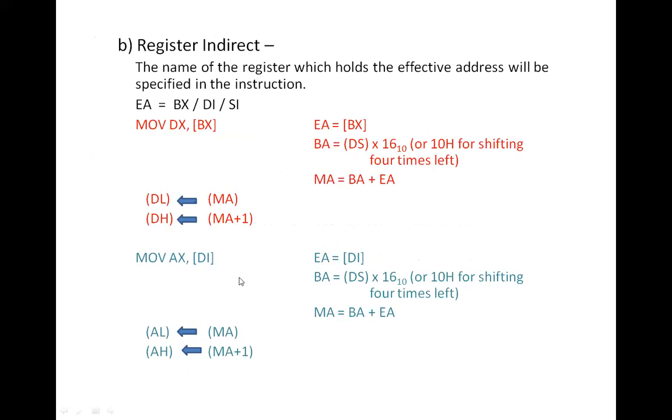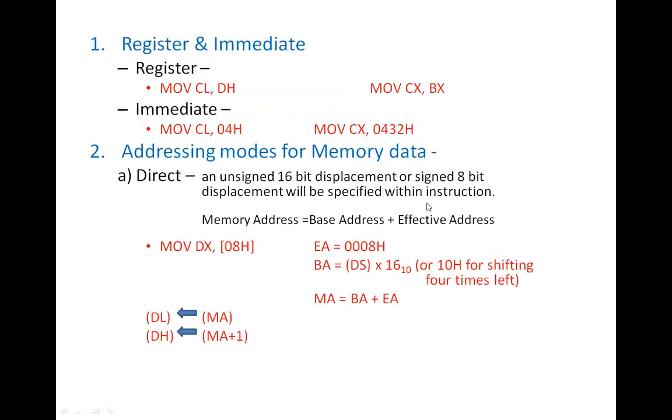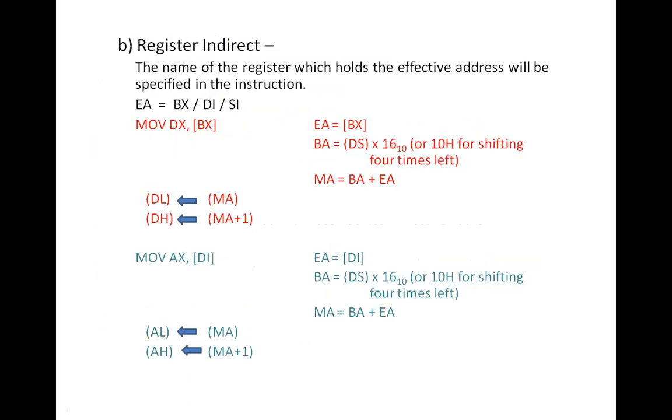The third category is register indirect. Now, you see, in addressing modes of memory data, we have direct addressing, we have register indirect addressing, we have based addressing, we have indexed addressing, we have based indexed addressing, we have relative based indexed, and we have a string. So in this addressing mode we have this many categories, out of which we have discussed direct. Now coming to the register indirect addressing.